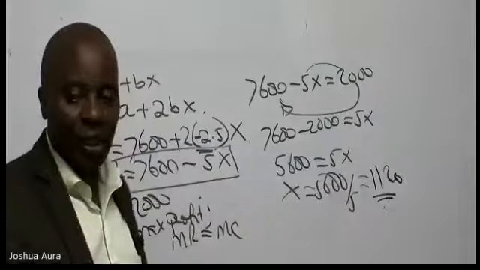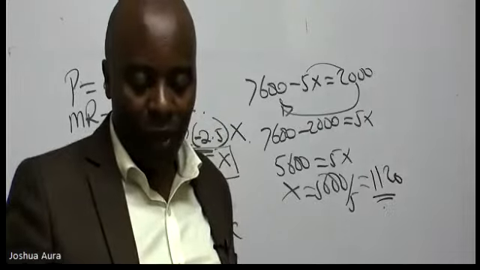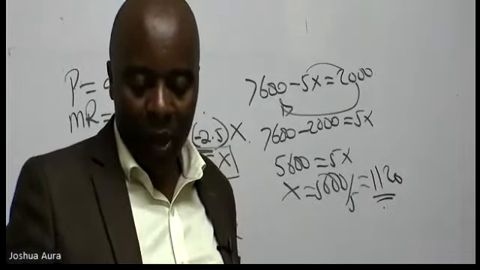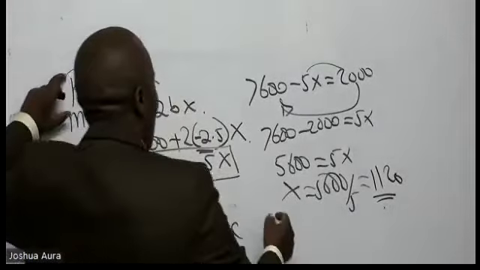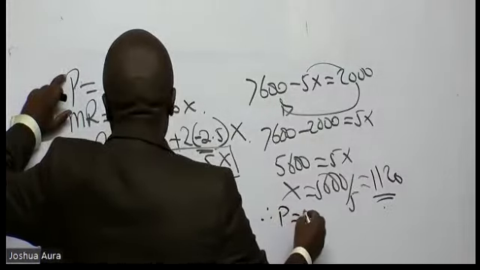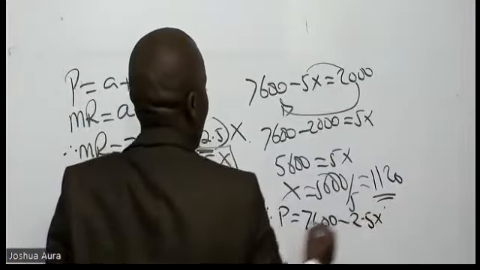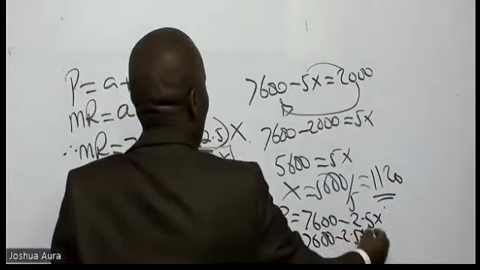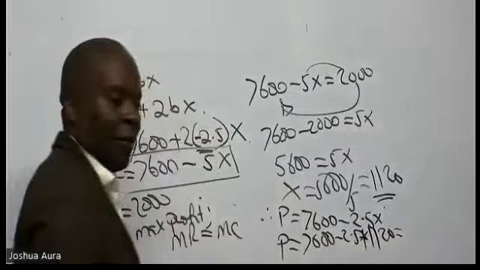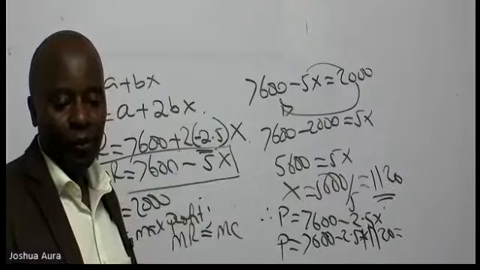So having gotten that as our X figure, please read again. They want the fees. Fees is the same as what here? The price. So they want price, and we know the price function. Our price function was 7,600 minus 2.5 times X, where X is 1,120, which will end up giving me what figure as my fees? 4,800.